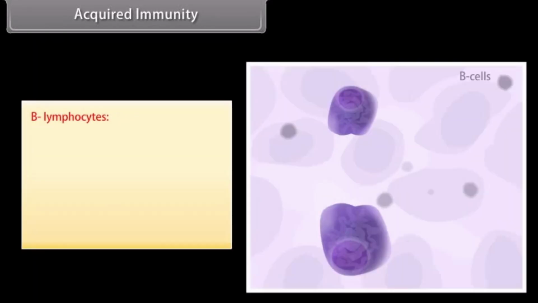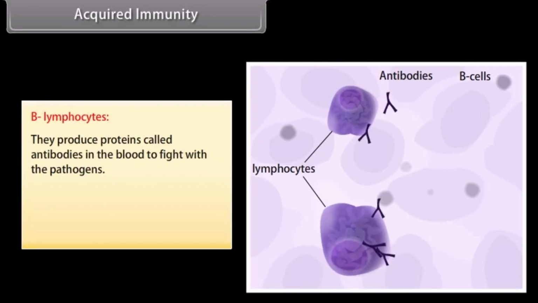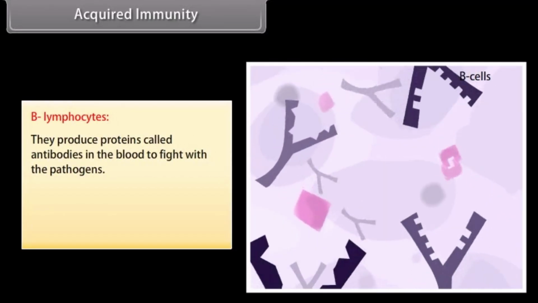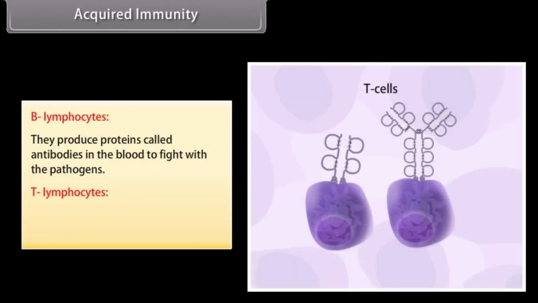B lymphocytes. They produce proteins called antibodies in the blood to fight with the pathogens. T lymphocytes. T lymphocytes help the B cells to produce antibodies.